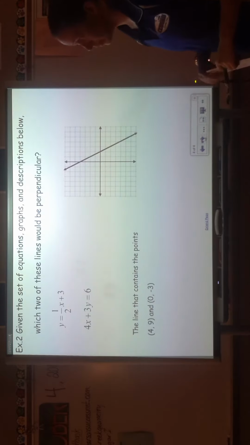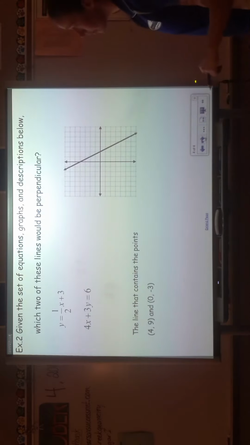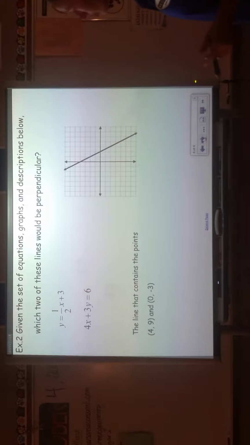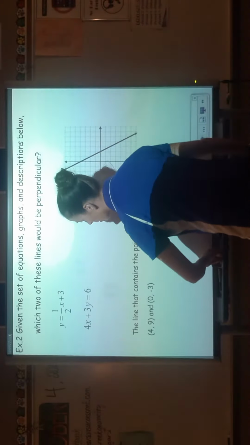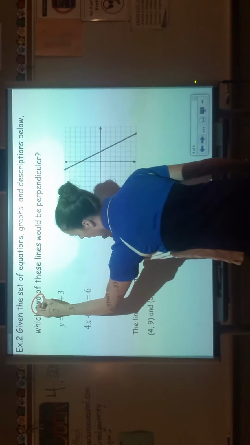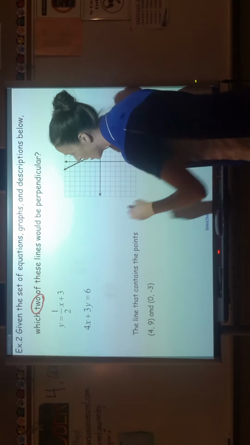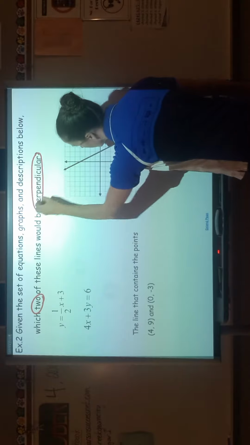Final example. Let's go ahead and read through this. Given the set of equations, graphs, and descriptions below, which 2, notice the specific nature of the question now, which 2 of these lines would be perpendicular?